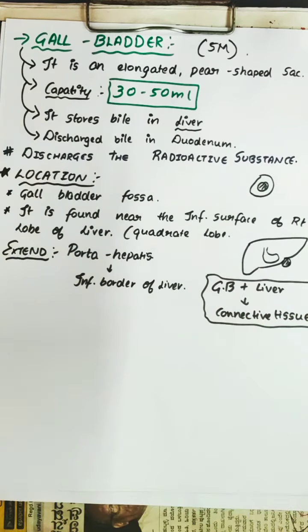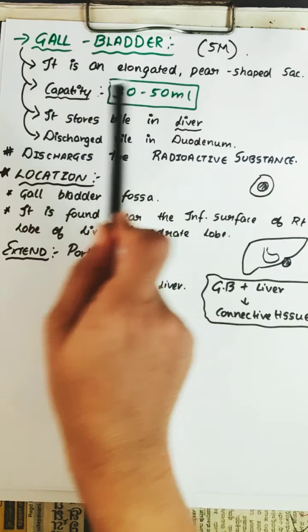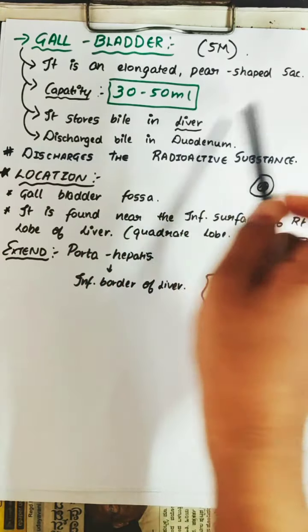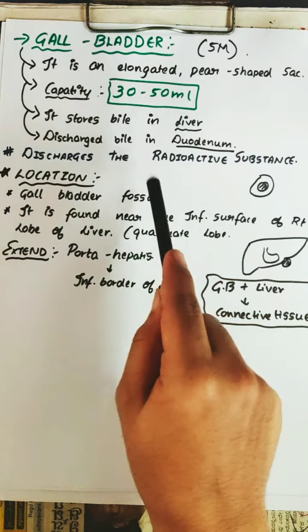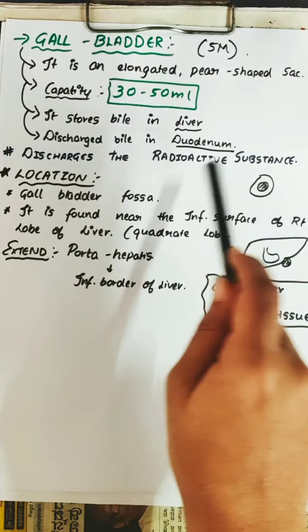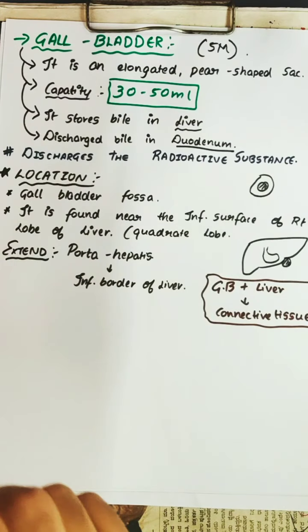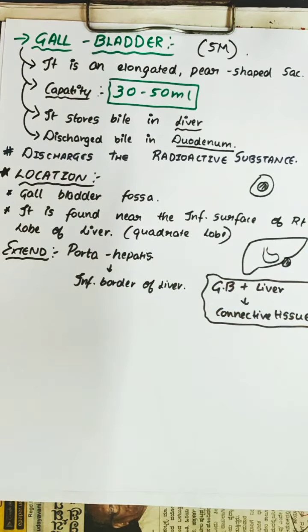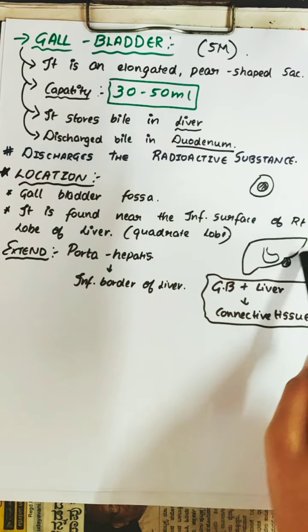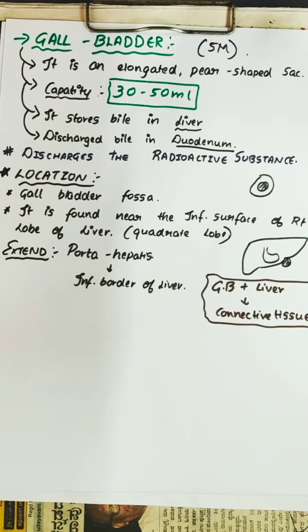Remember this point. So we studied the introduction. The gallbladder is an elongated pear-shaped sac. Capacity is 30 to 50 ml. It stores bile from the liver, discharges bile into the duodenum. Another important thing is that it also discharges radioactive substances like mercury, zinc. Location: the gallbladder is located in its fossa, near the inferior surface of the right lobe of the liver, that is the quadrate lobe. It extends from the porta hepatis till the inferior border of the liver. Gallbladder and liver are connected together by connective tissue.